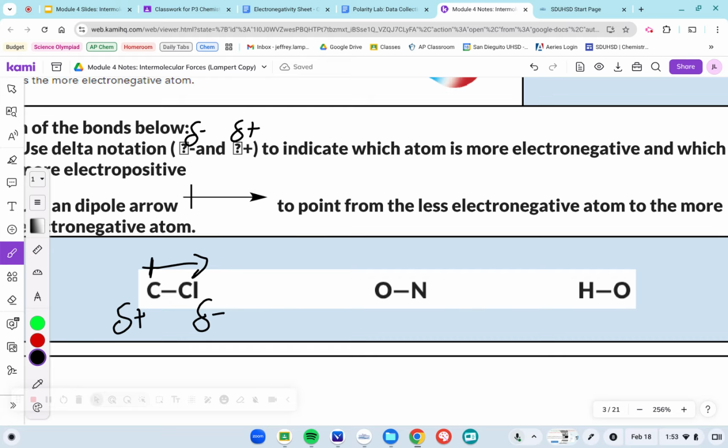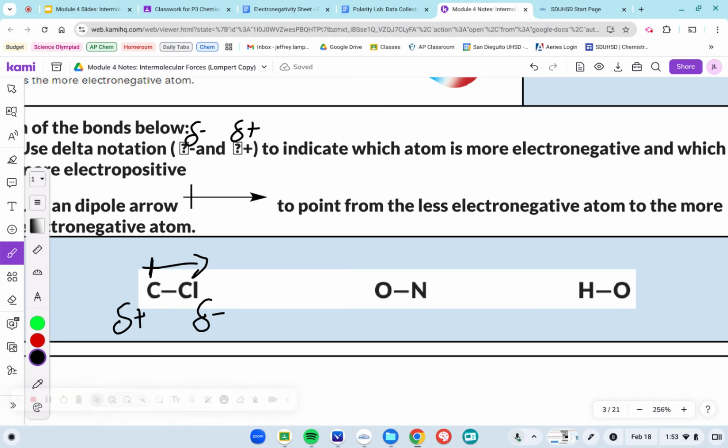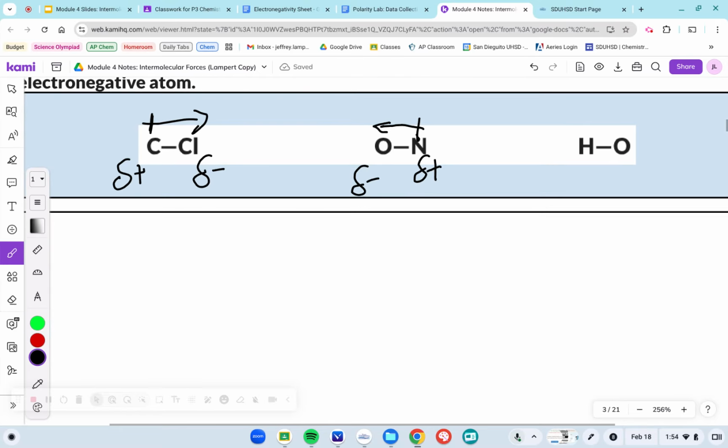We can do the same thing for O and N. Again, we check our electronegativity sheet. O has an electronegativity of 3.44. N has an electronegativity of 3.04. So electrons are going to travel towards the oxygen, away from the nitrogen. So we have a partial positive on the N, partial negative on the O. Questions so far?